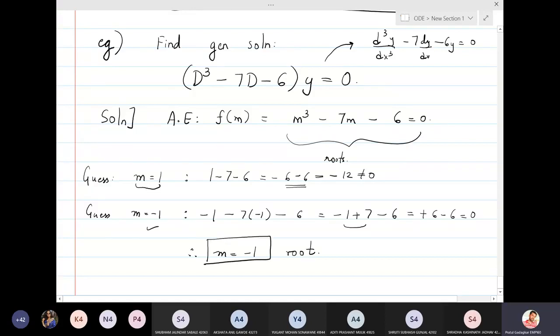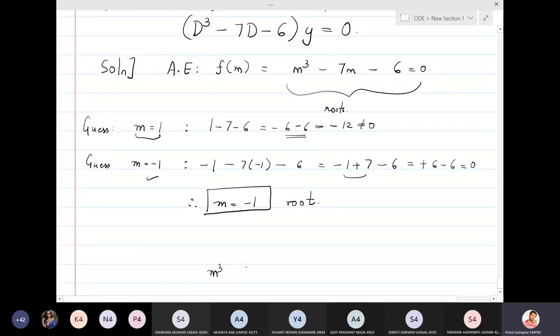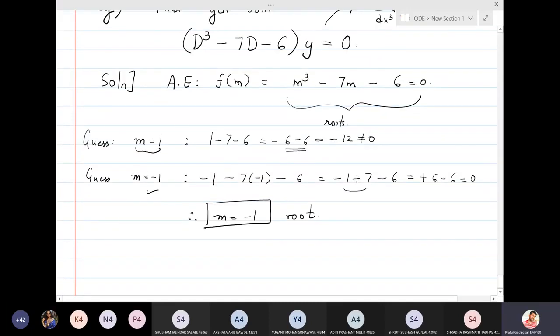So when I have a cubic equation, I will first try to make a guess by looking at the coefficients. If you directly add the coefficients and you get 0, this means m equal to 1 is a root. I hope you know this trick. Suppose you have a cubic equation like this. Do you observe that if you simply add the coefficients 1 minus 7 plus 6, it becomes 0? This means that m equal to 1 becomes a root of that particular thing. Well, here m equal to minus 1. So first root I've got.